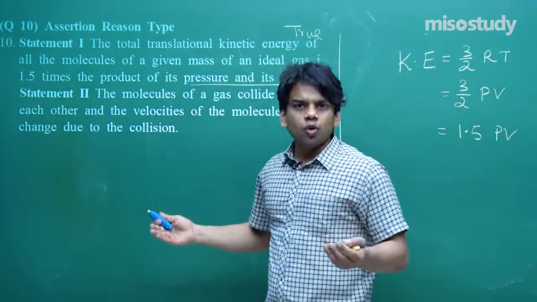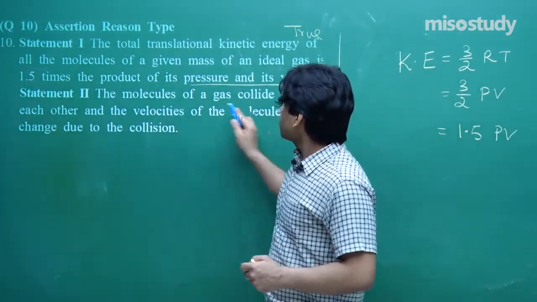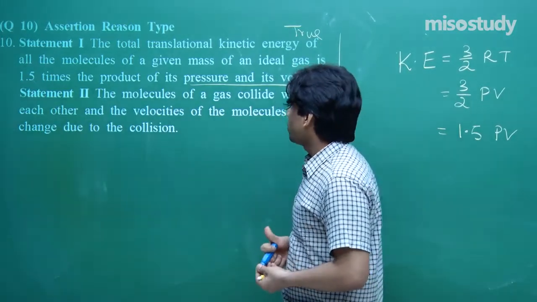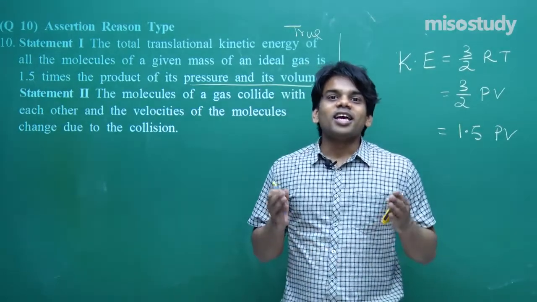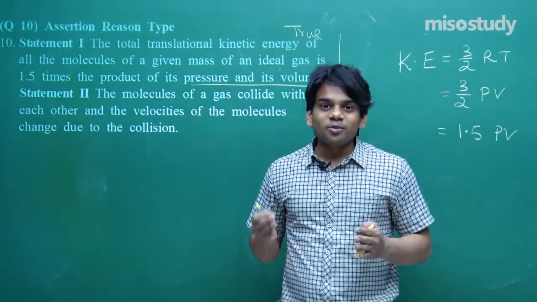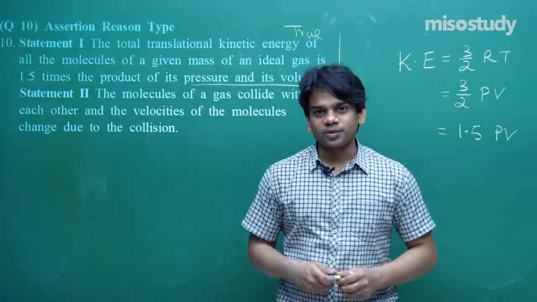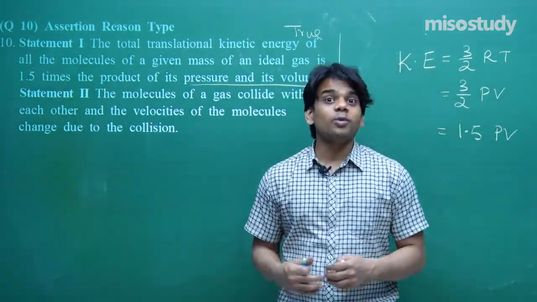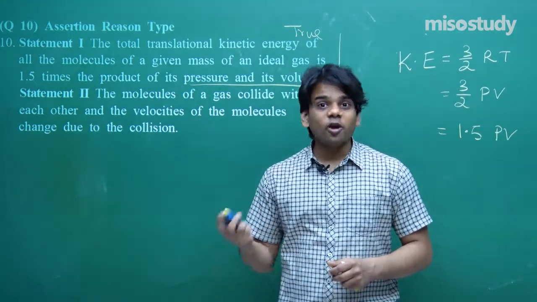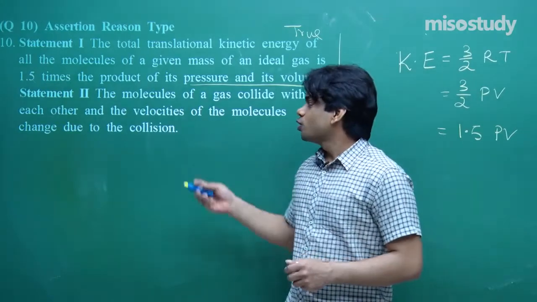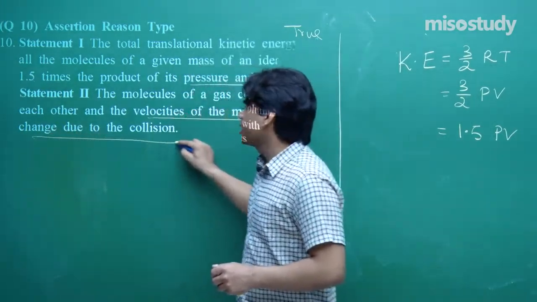Statement 2, let us check whether it is true or false and whether it's a correct explanation for statement 1. The molecules of a gas collide with each other and the velocities of the molecules change due to the collision. In any gaseous system, the molecules randomly collide with each other and with the walls of the container in which it is kept. During this collision, they impart momentum to the neighboring molecules and to the walls of the container. When they collide, their velocities do change. Yes, that's true. This is the correct statement.